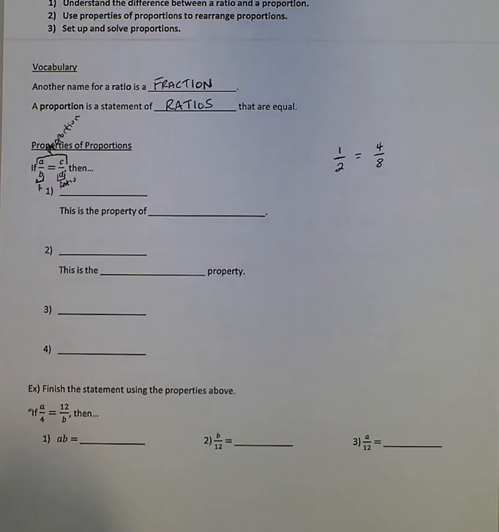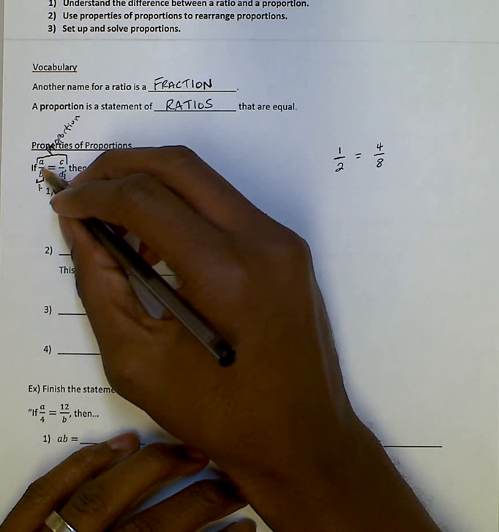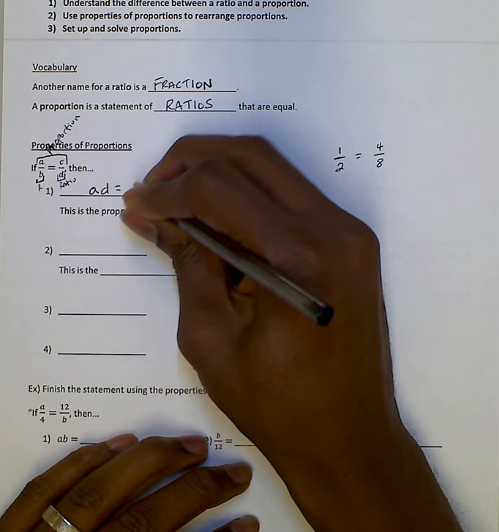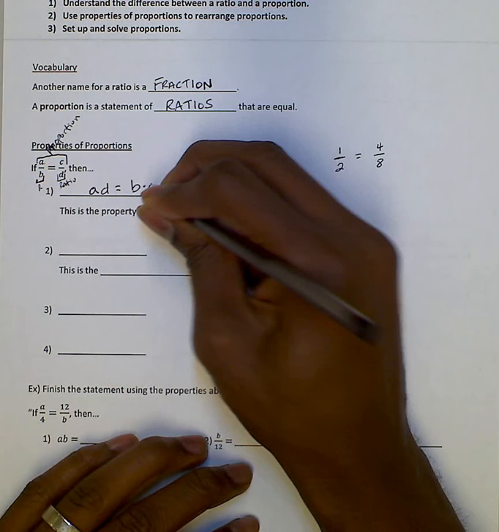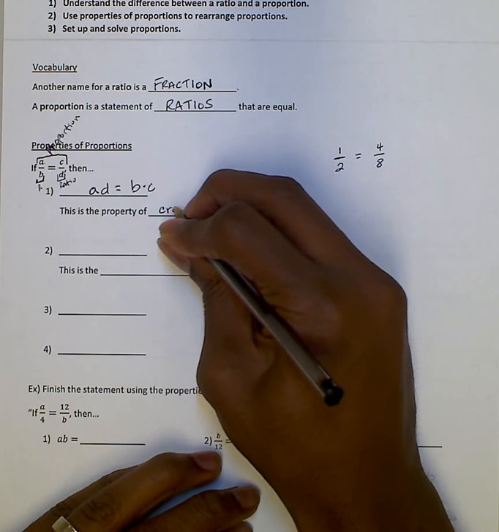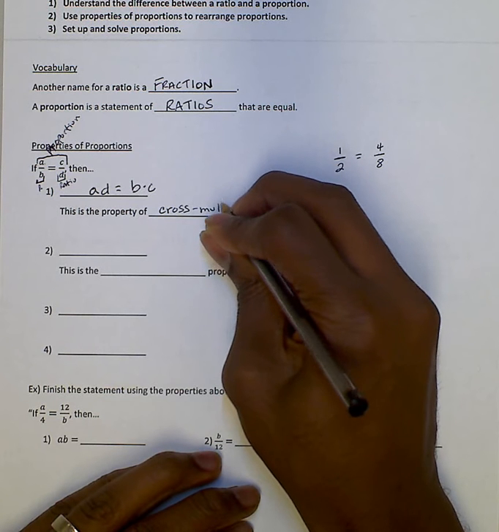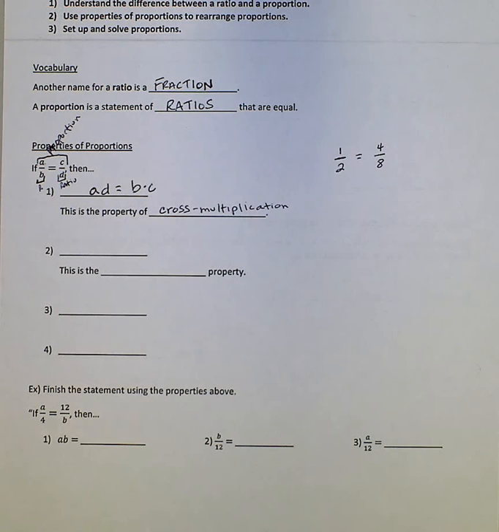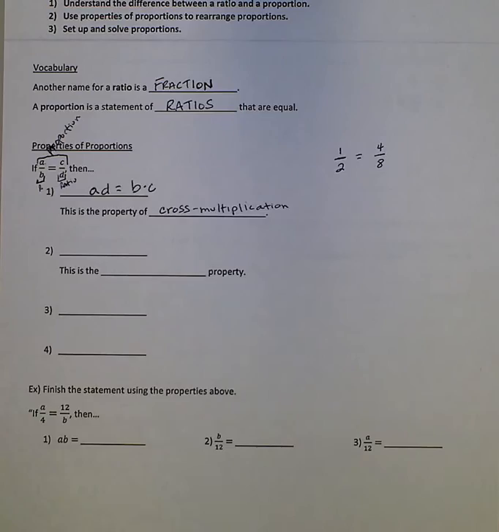Our first property is probably the most relevant or familiar one for you. If A over B equals C over D, then we know that A times D equals B times C. This is just the property of cross multiplication. When you're solving proportions, cross multiply is the step that you've heard the most. If the ratios are equal, cross multiplication will work out.